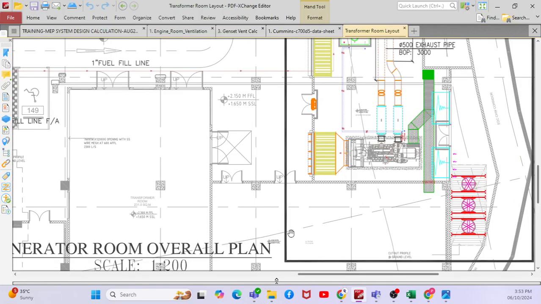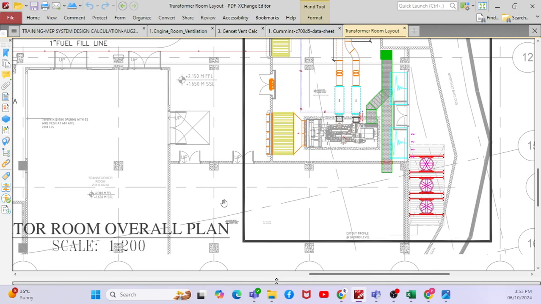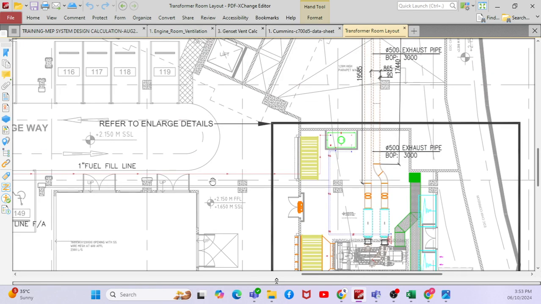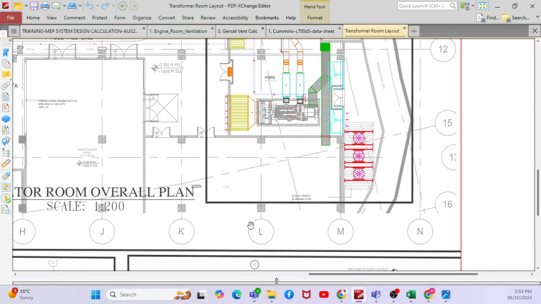There is one floor. Okay, you can see the layout. There is a transformer room. Then you can see there is a generator room. Then after that you can see there will be an LV room. Okay, you can see there is an LV room here.